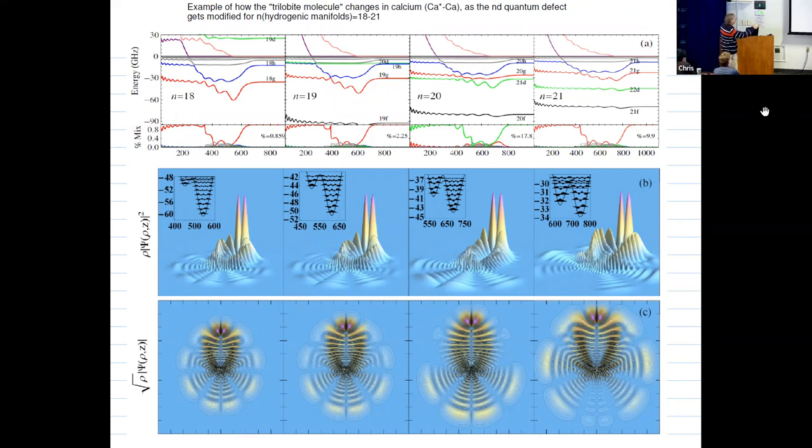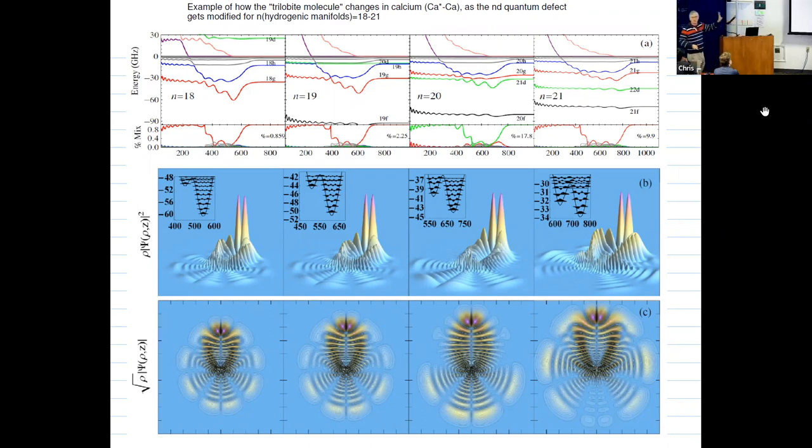It acquires some trilobite character as avoided crossing with the trilobite state. And then as you go further to 21, the D state is starting to get completely removed from the trilobite state, and basically it's no longer playing such a dramatic role. And you can also see some changes in the depths of the potential wells that have vibrational energies that can be measured spectroscopically.